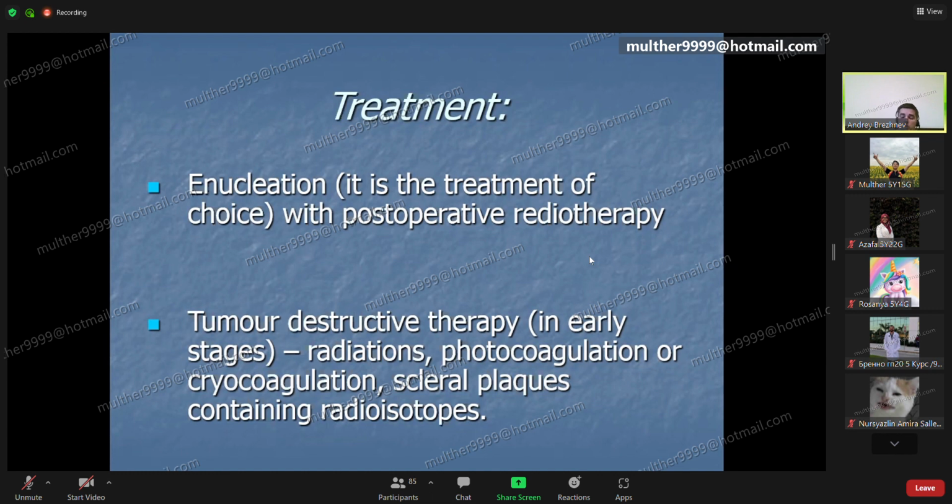Prognosis for the eyeball is doubtful. For the patient's life is also doubtful, as you understand. But if we manage to put the correct diagnosis in early stage, it's sometimes possible to prevent such a poor and such a sad final result.